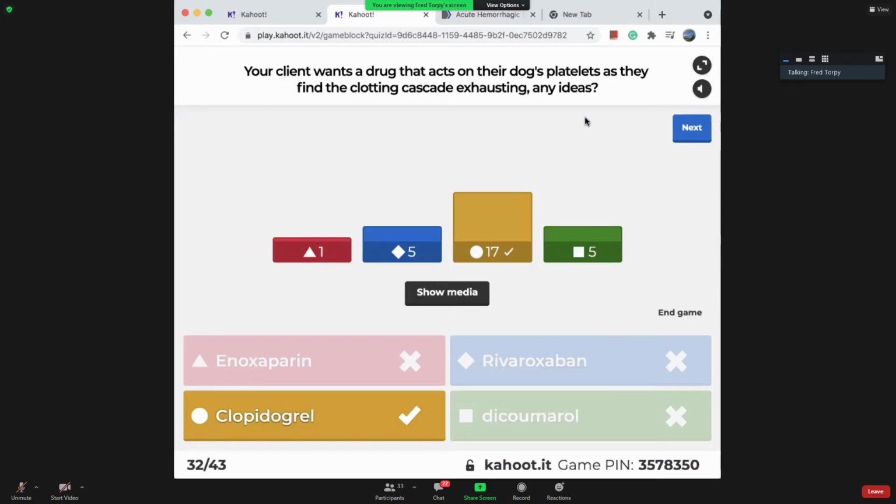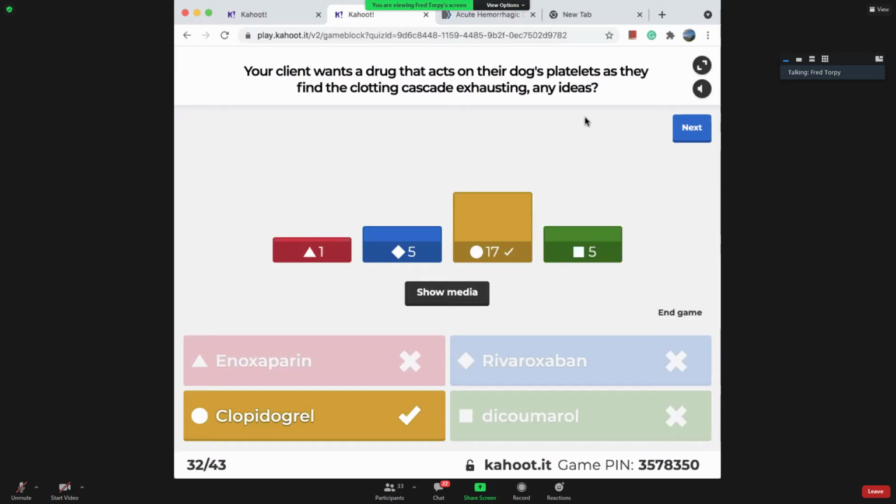Good job, you guys. Does anybody remember what clopidogrel does? I feel like it's one of the trickier, more involved mechanisms of drugs out there. An antagonist of the purinergic P2Y12 or something like that. Confusing. Yeah, exactly like that, actually.